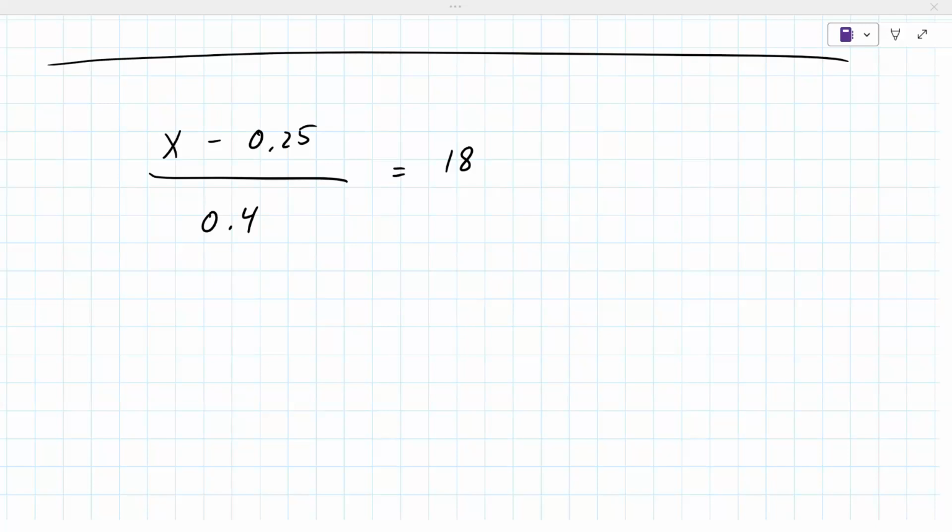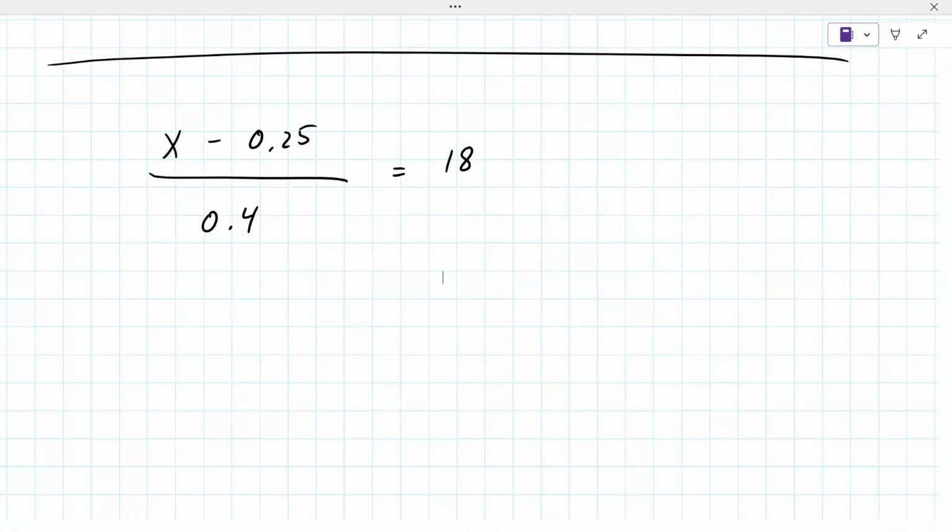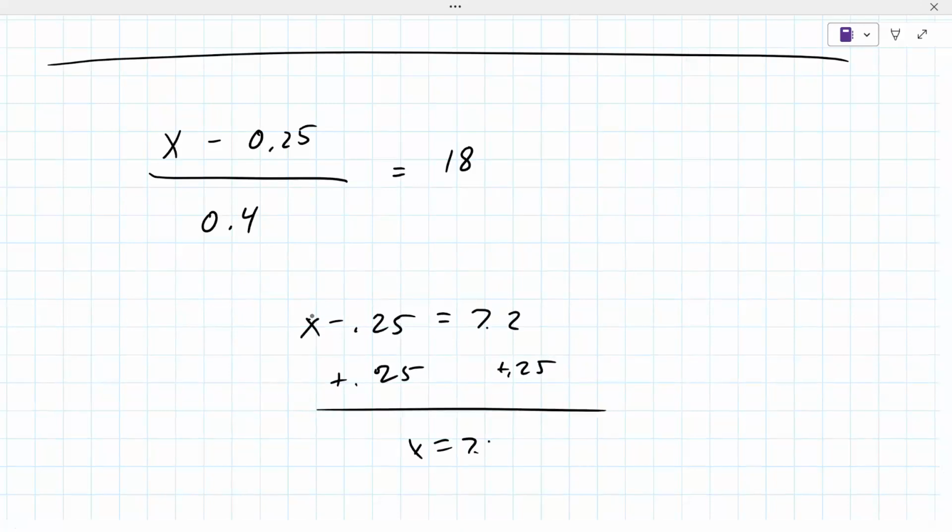7.48. 4.5. You're really close. I got the right answer. I couldn't read it right. I made my 5 like an 8. All right. 7.45. Very good.